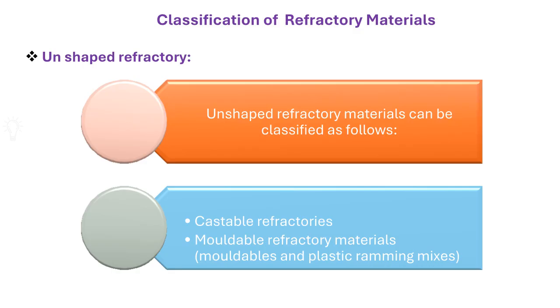Each of these three unshaped refractory types serves a different purpose. The selection depends on the application conditions, the geometry of the lining area, and the performance requirements such as strength, thermal resistance, and installation speed. Now that we understand the classification, let's move ahead and take a deeper look at castable refractories, since they are the most widely used unshaped refractories in industry.